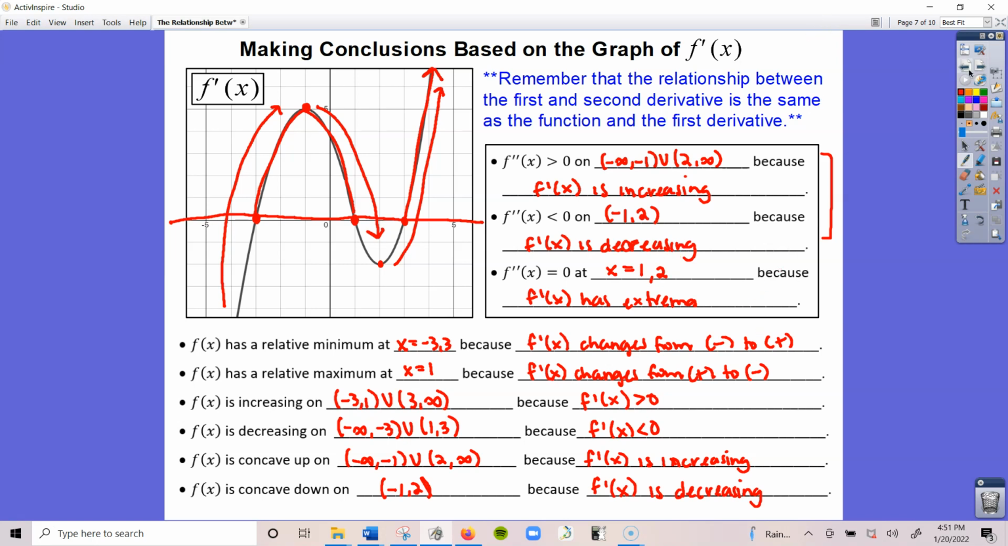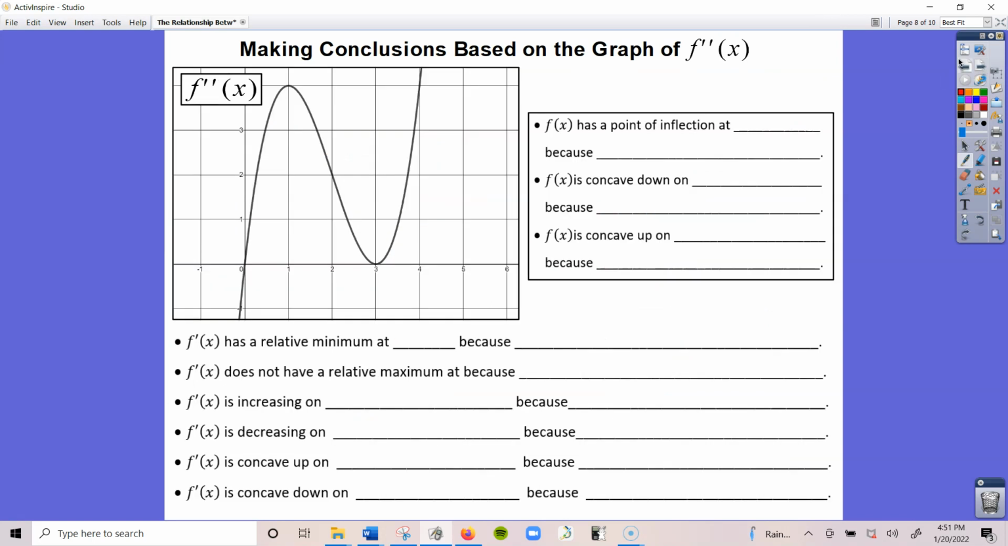Now that we've gone through the first derivative, let's look at our last graph, which is the graph of the second derivative. So now we're using this graph to talk about our first derivative and our function. Let's start down here. So the relationship between this second derivative and the first derivative is the same relationship as the first derivative and the function. So pretend like this is the first derivative and you're writing everything about the function, because that's the same thing.